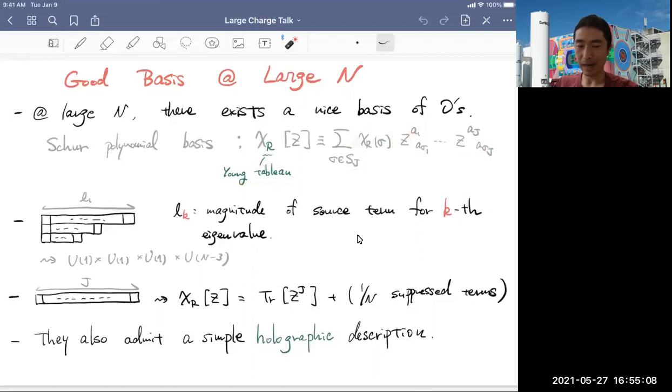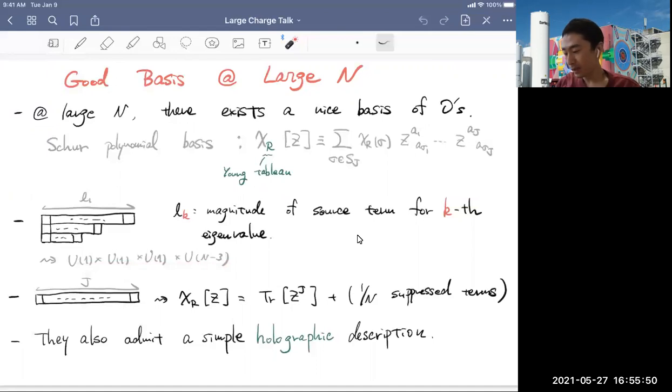From various studies in the past, especially in N=4 super Yang-Mills, we know the physical effect of these Schur polynomial operators. To summarize, if you consider, for example, this Young tableau, which consists of 3 rows, roughly speaking, the length of each row corresponds to the magnitude of the source term for the eigenvalue. So this Young tableau should correspond to this symmetry breaking pattern where you have U(1) times U(1) times U(1) times U(N-3).